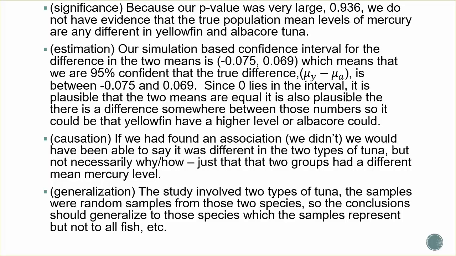And then the generalization. The study involved two types of tuna. The samples were random samples from those two species. So the conclusion should generalize to those species which the samples represent, but probably not to all fish. And I don't know if they were only Pacific tuna, maybe then it would generalize to Pacific tuna, or if they were representative tuna from all over all the oceans or something like that. But that's the kind of thing you could say with generalization. So we do have random samples, where most likely these are representative of the populations from which they came.